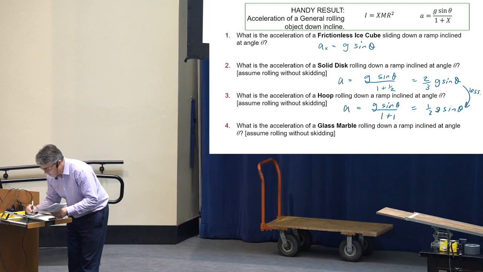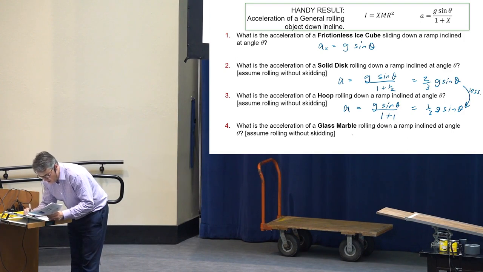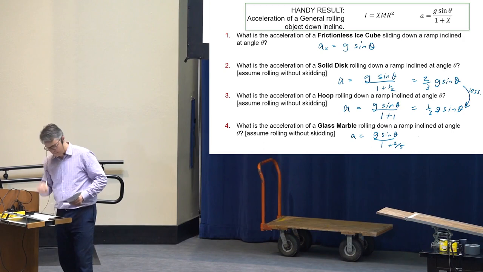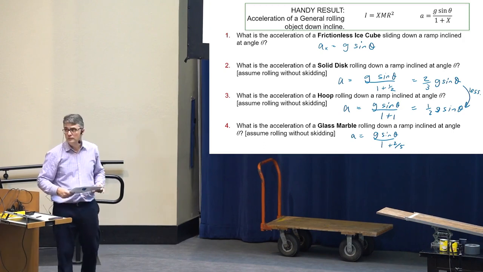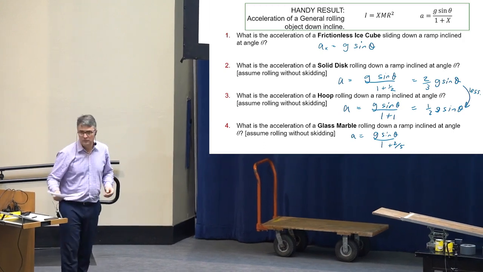And then you could do a glass marble. Well, it would be a solid disk, right? So it would be a solid sphere. So a is equal to g sine theta divided by 1 plus 2/5, I think. Sound good?